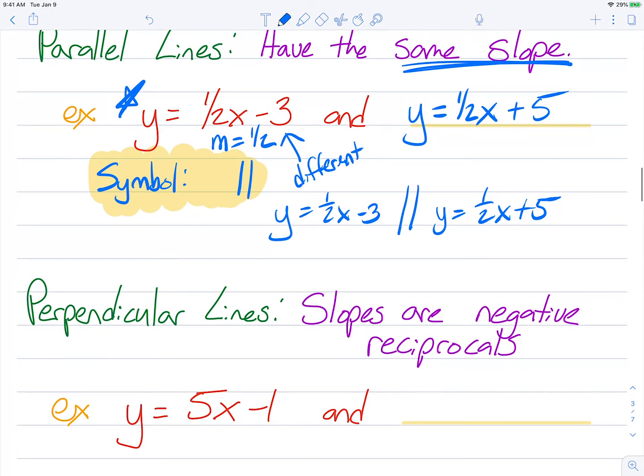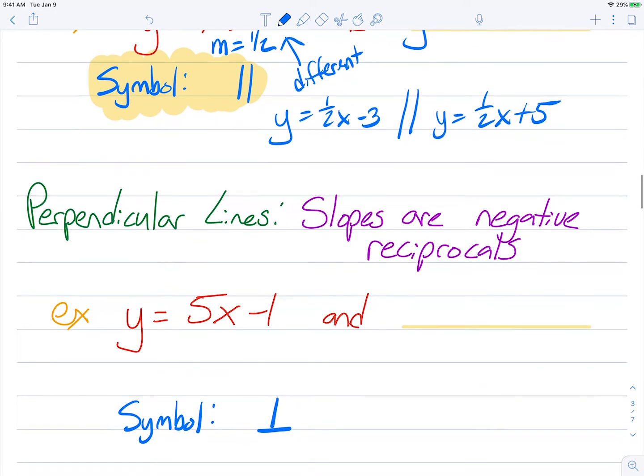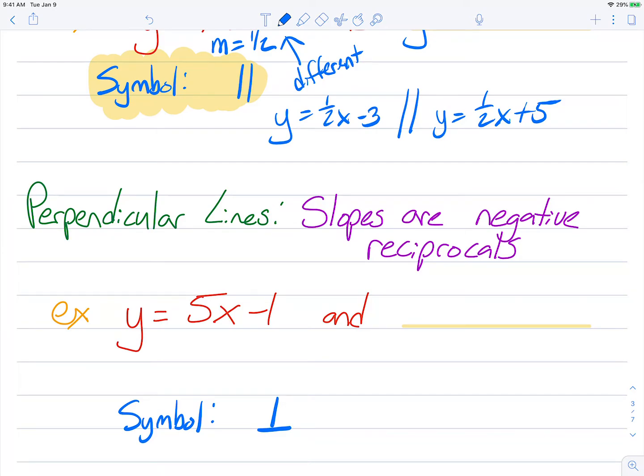Now, perpendicular lines cross at a 90-degree angle, and their slopes are negative reciprocals. Remember, a reciprocal is when you take your fraction and reverse the numerator and denominator. So the first thing I'm going to do is find my slope, which is 5, also known as 5 over 1. The negative reciprocal means it's the opposite sign and the numerator and denominator are switched, which means my new slope needs to be 1 over 5, flipped over, and it needs to be negative because the other one is positive.